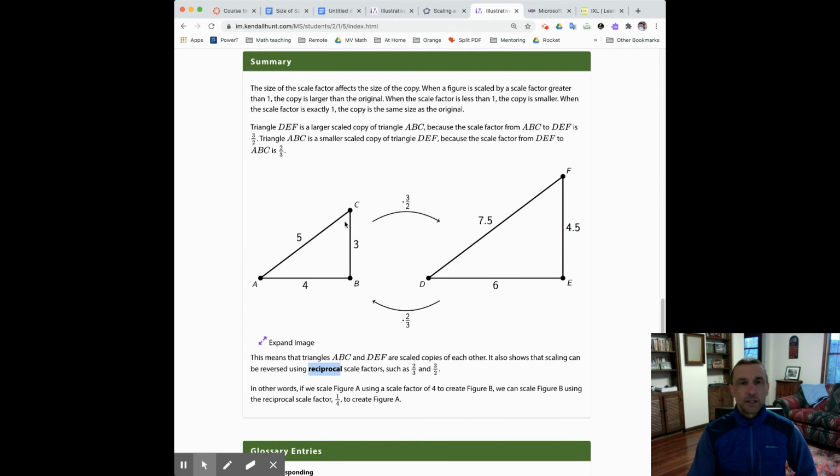So here we have an increase because we're multiplying by a scale factor bigger than 1. We get a slightly larger triangle. It's 1.5 times the length and width of the original. And if we take our large triangle and try to downsize it, we use a scale factor less than 1, and we create a smaller version.